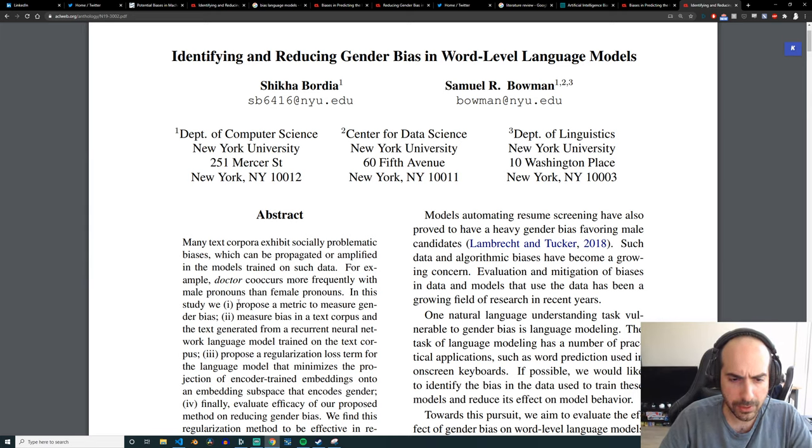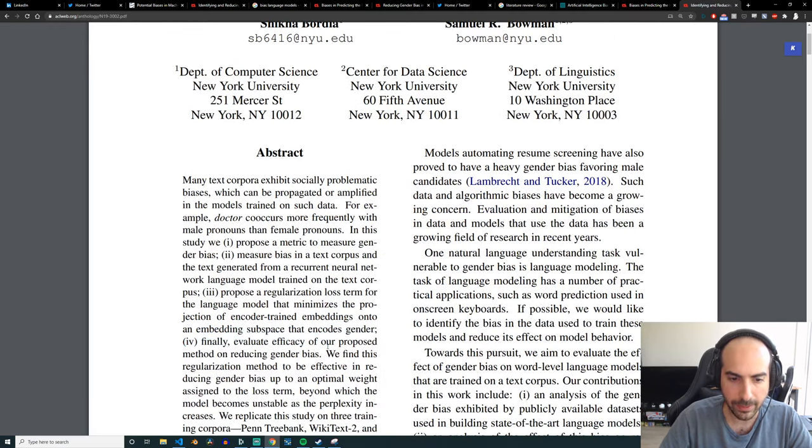So, in this work, they propose a metric to measure bias in a text corpus and in text generated from a recurrent neural network language model trained on the text corpus, and propose a regularization loss for the language model that minimizes the projection of encoder-trained embeddings onto an embedding subspace that encodes gender. So finally, we evaluate the efficacy of our proposed method on reducing gender bias.